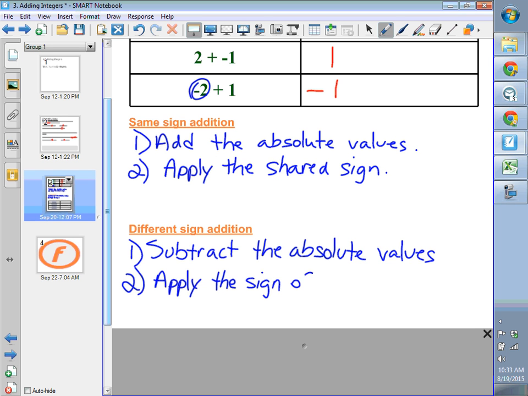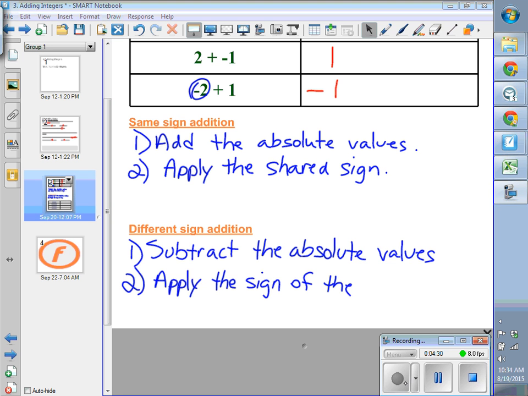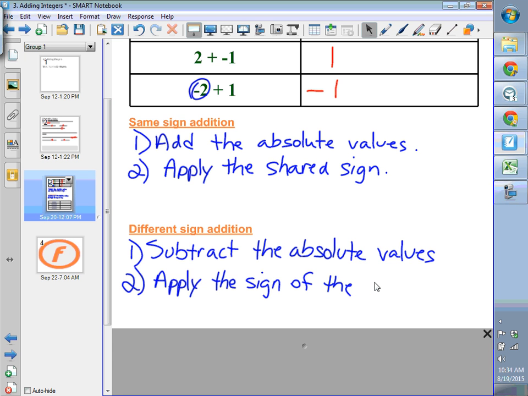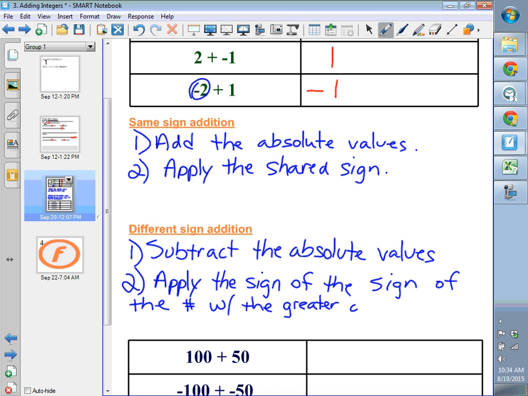of the number with the greater absolute value.